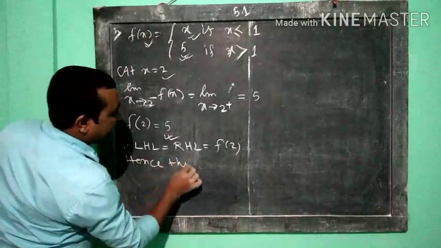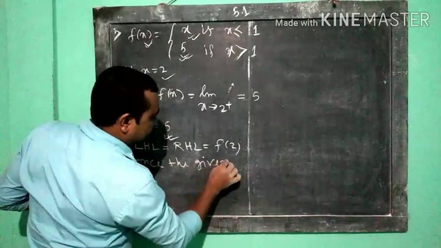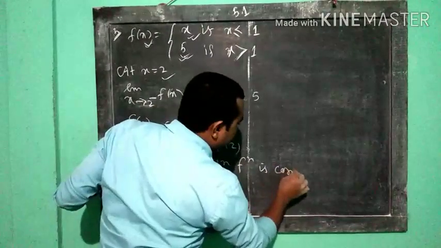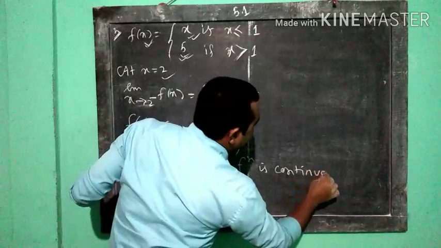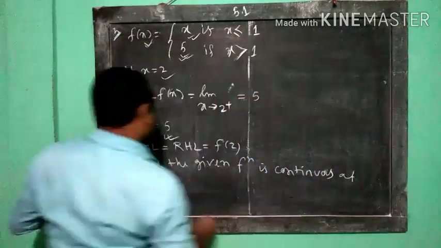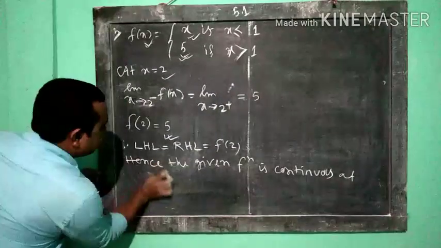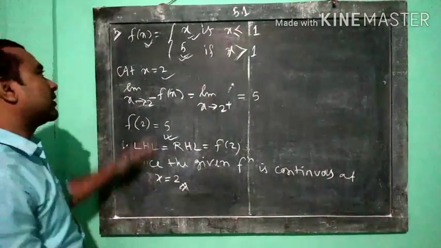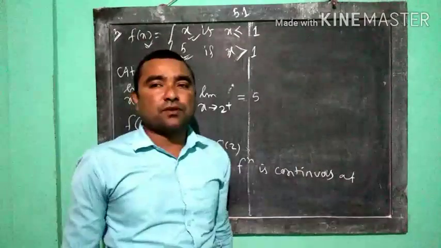Hence the given function is continuous at x equal to what point? At x equal to 2. At x equal to 2 point, it will be continuous.